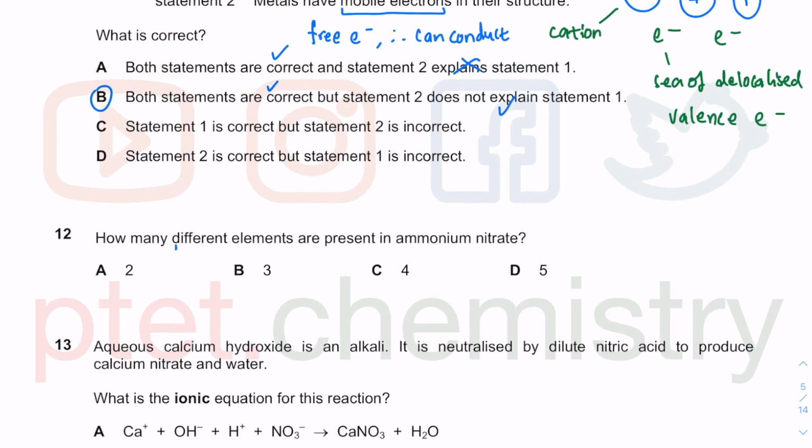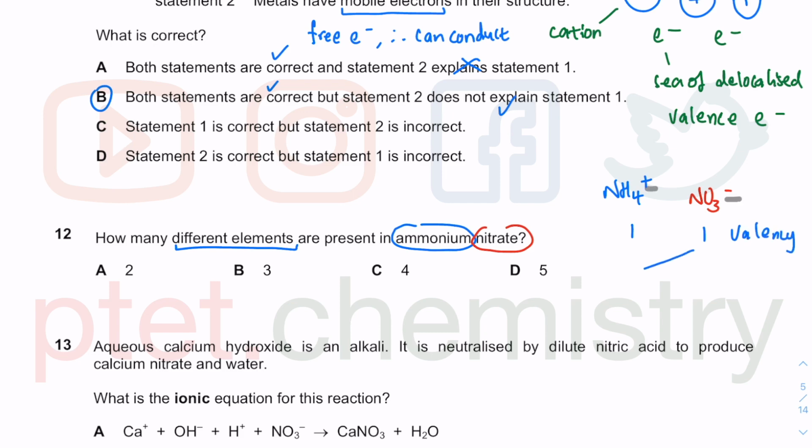Question 12. How many different elements are present in ammonium nitrate? This is an ammonium ion. Ammonium ion is one of the cations that you test for in the practical qualitative analysis. We also have nitrate, which is another ion that you test for in the qualitative analysis. So if you think about the formulation, positive 1 and negative 1, these are your valency based on the charges of the ion, and therefore you can clearly see how many of each ion are needed to give you the formula NH4NO3, simply because the plus 1 cancels the minus 1.